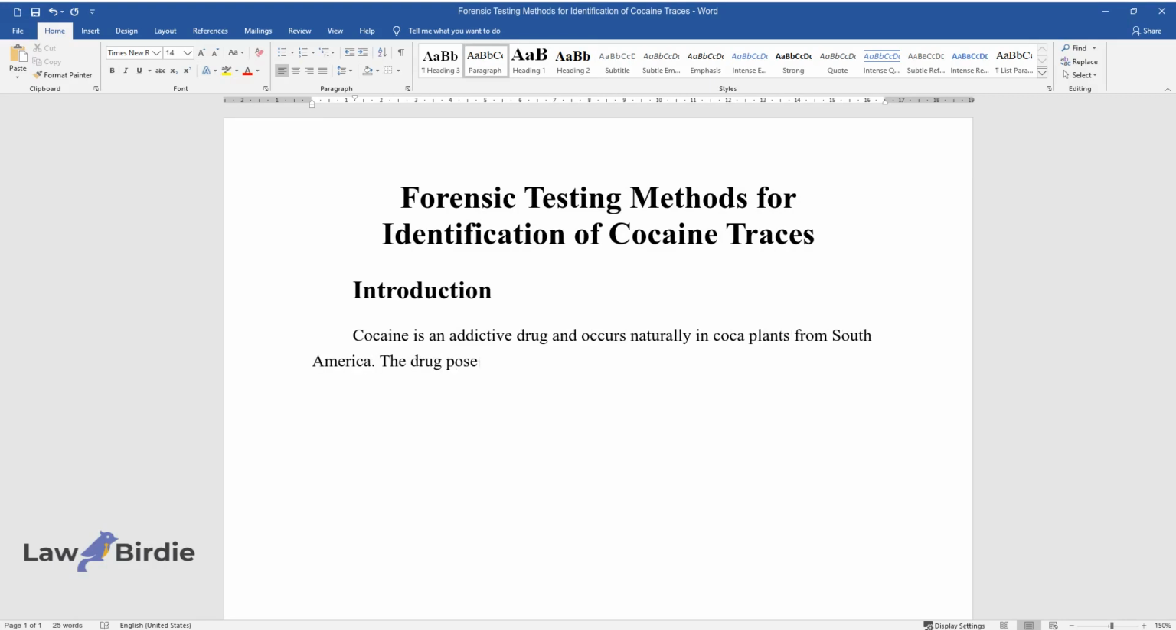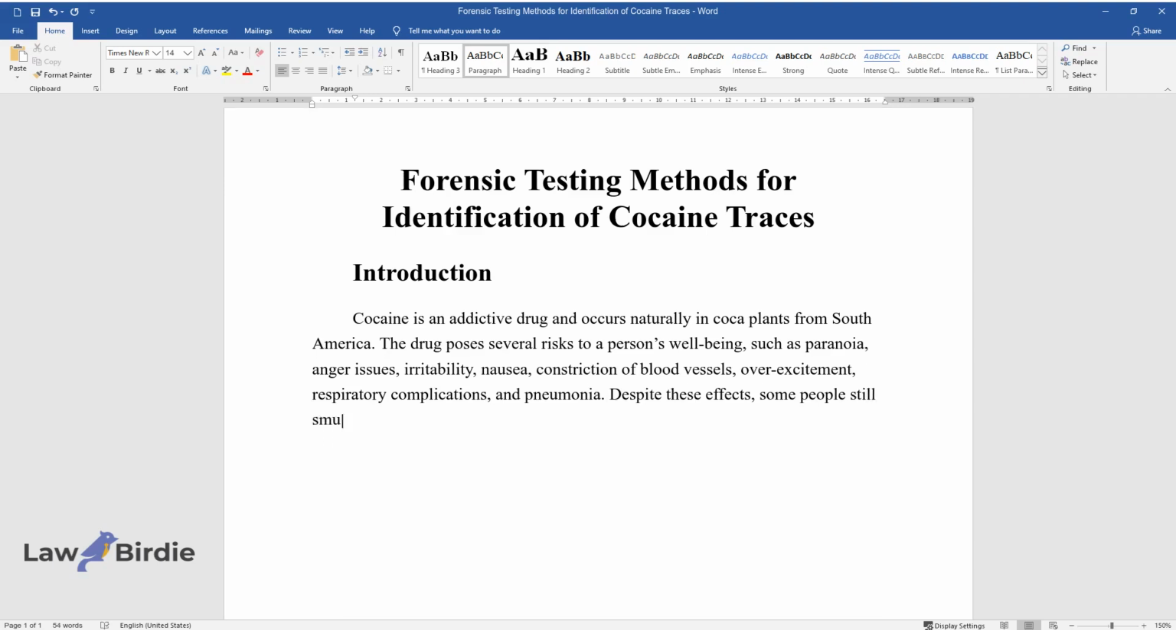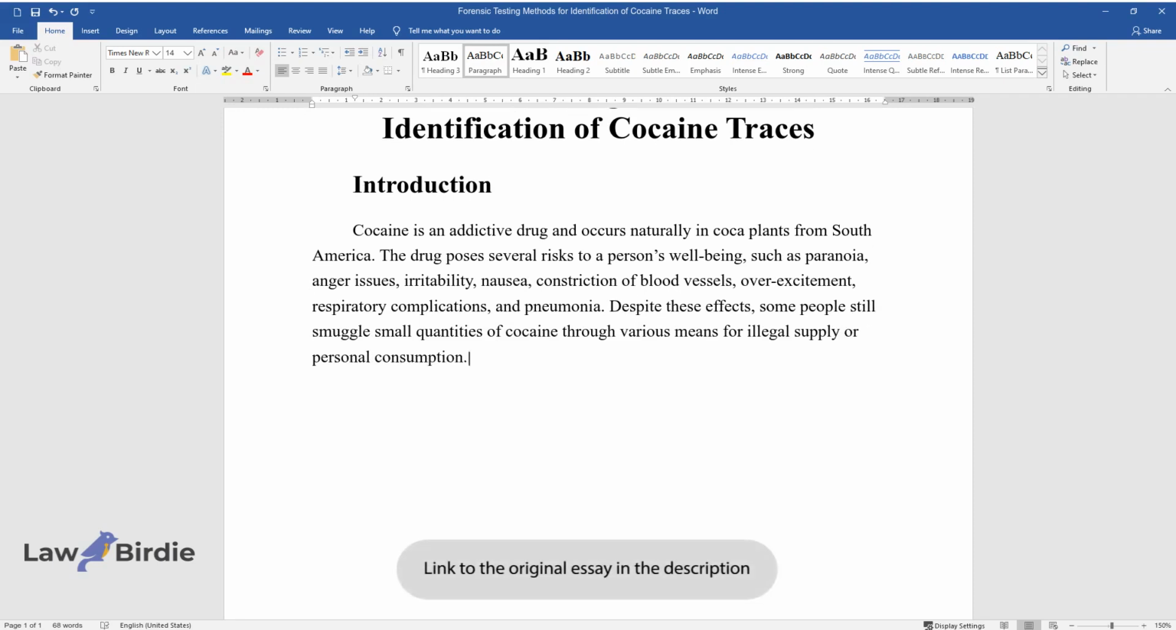The drug poses several risks to a person's well-being, such as paranoia, anger issues, irritability, nausea, constriction of blood vessels, overexcitement, respiratory complications, and pneumonia. Despite these effects, some people still smuggle small quantities of cocaine through various means for illegal supply or personal consumption.